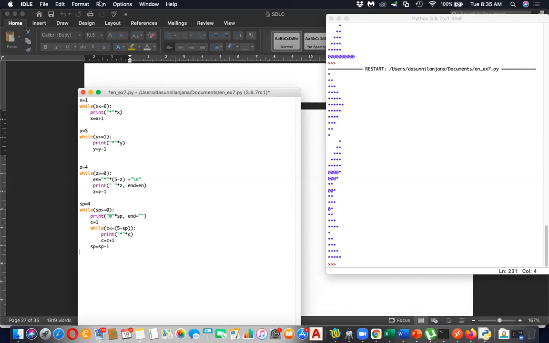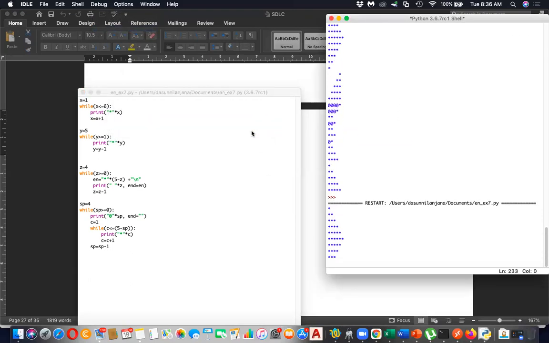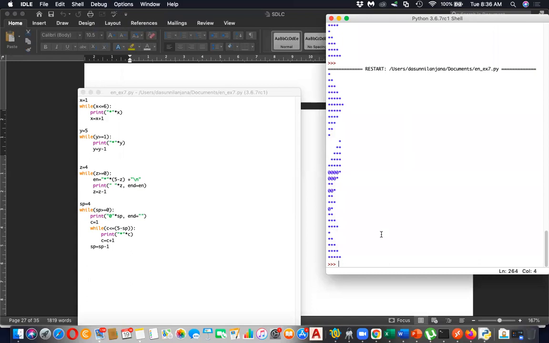Using this indentation, the x equals 1 is there, right? That x equals 1, while x less than or equal to, that equation, and that sp equals 4 equation is the same. Yes. Same. So that is the same. No difference.